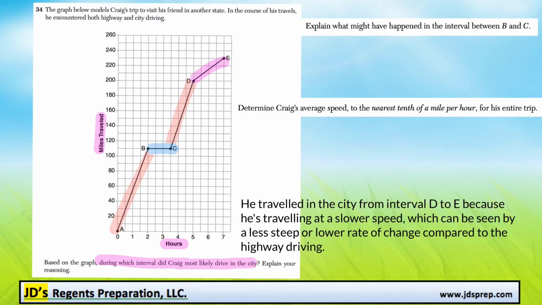Now, moving on to the next part of the question, it says to explain what might have happened in the interval between B and C. And as I had already mentioned, moving from B to C, you'll notice that he is not traveling any distance at all. And that happened for a full hour and a half. So clearly, he stopped. Maybe for a coffee break, maybe for a lunch break. Obviously not important, but the important thing is that he stopped for a break.